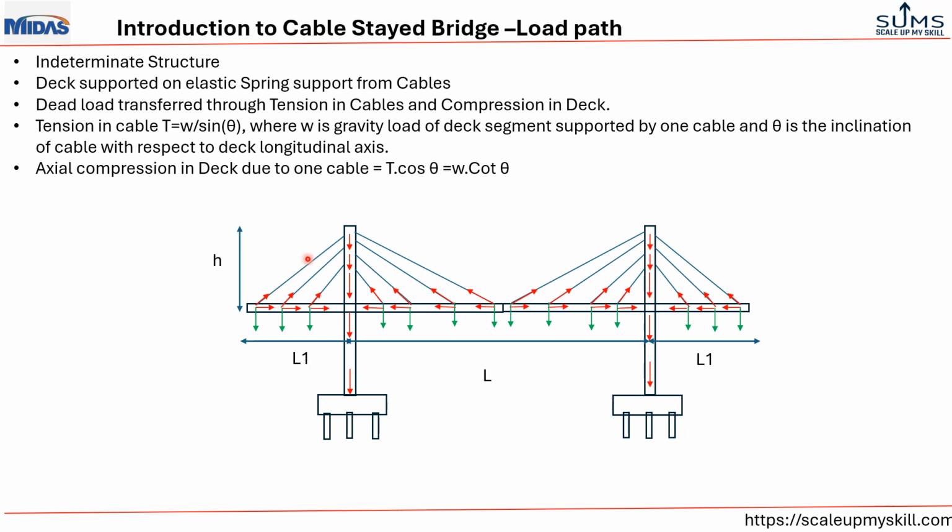Here the tension of the steel cable and its inclination are related to how much tributary weight it is carrying. So you see the tension of the steel cable is W upon sine theta, where W is the tributary weight or vertical loading that it is going to support, and theta is its inclination.